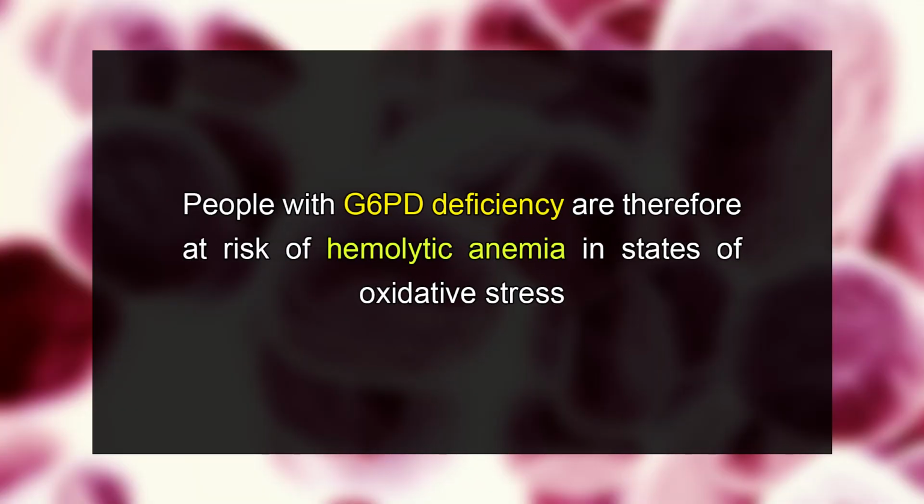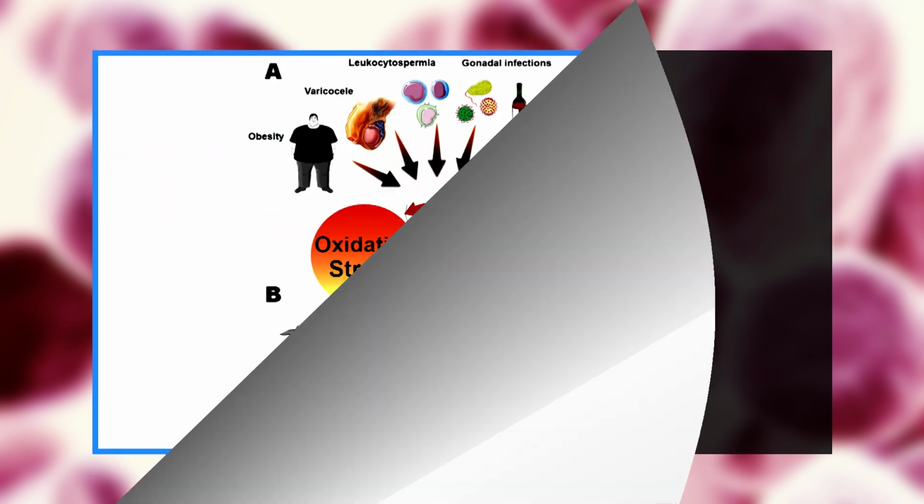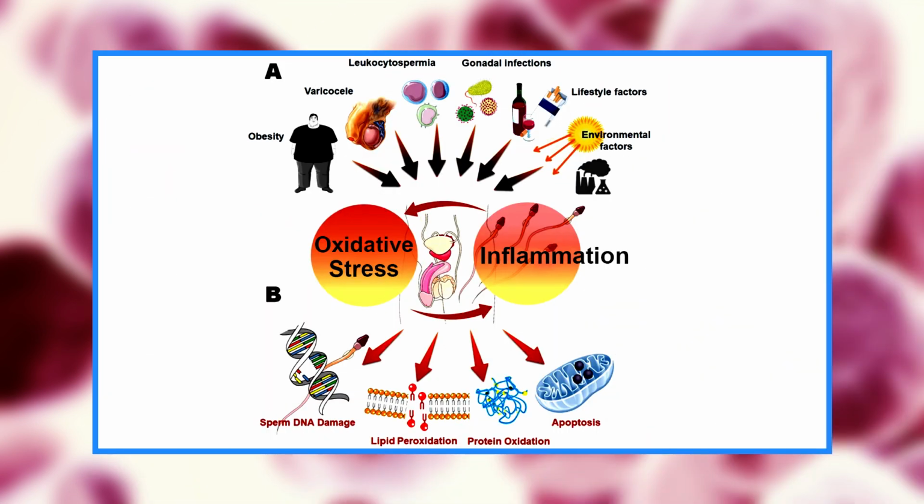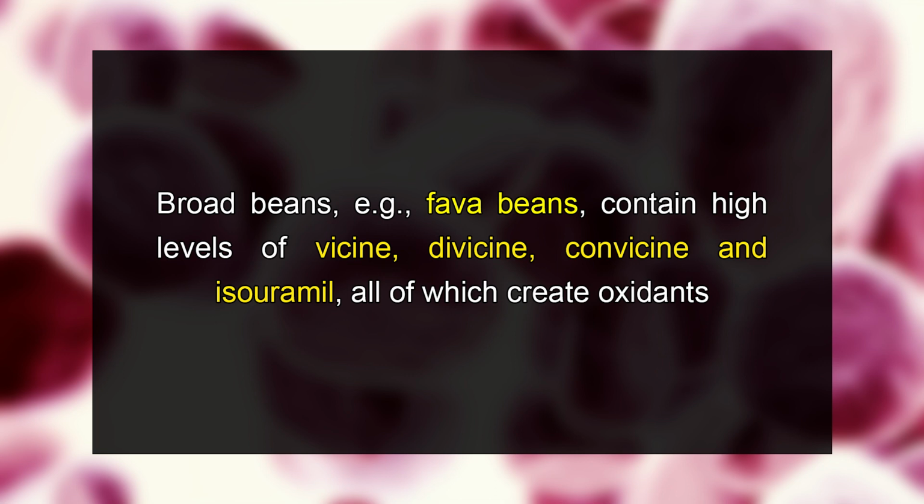People with G6PD deficiency are therefore at risk of hemolytic anemia in states of oxidative stress. Oxidative stress can result from infection and from chemical exposure to medication and certain foods. Broad beans, for example fava beans, contain high levels of vicine, divicine, convicine, and isouracil, all of which create oxidants.